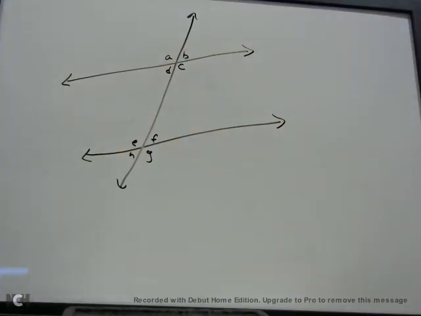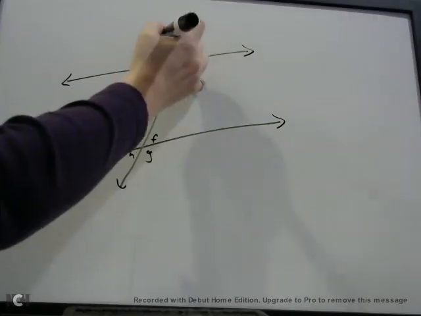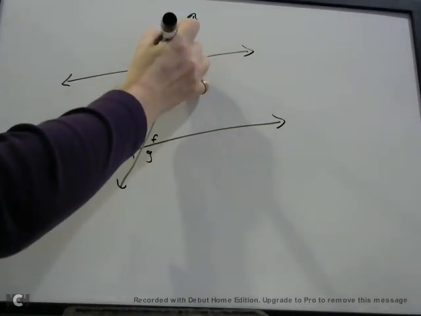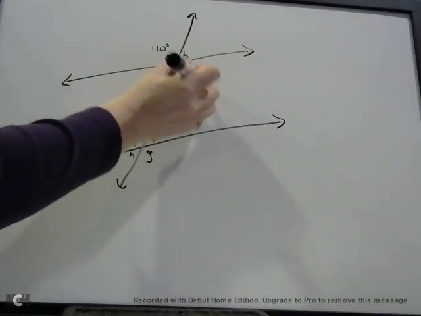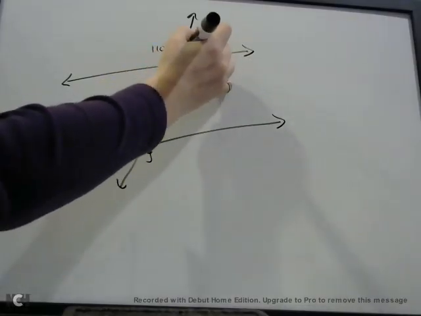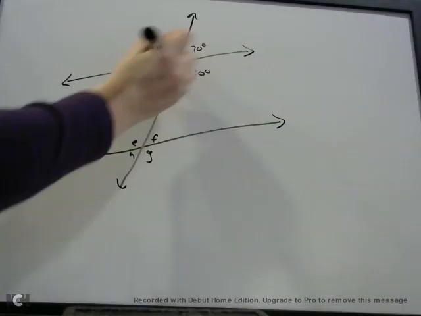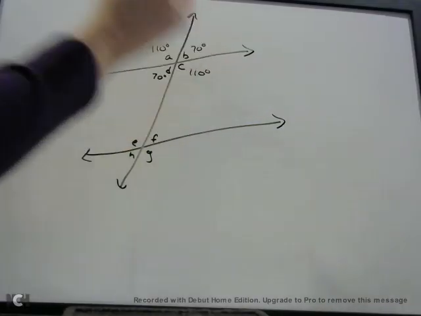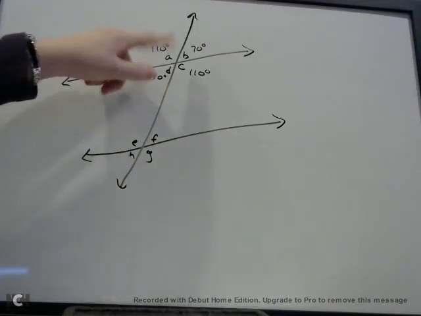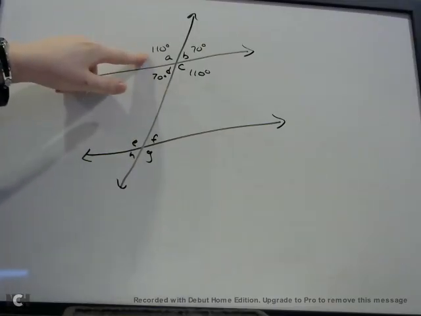We already know that if A is 110 degrees, we know C is 110 degrees because they're opposite. But we also know B is 70 degrees because these are supplementary. Once we know B, we know D is 70 degrees. So we're able to figure out all of these just by knowing angle A equals 110.